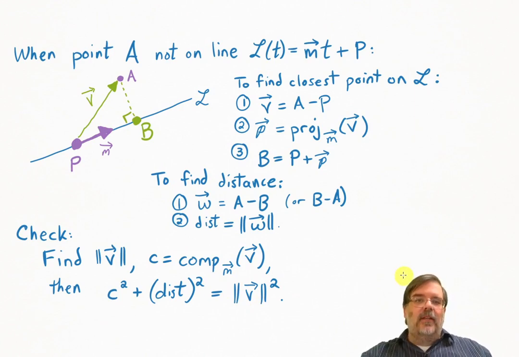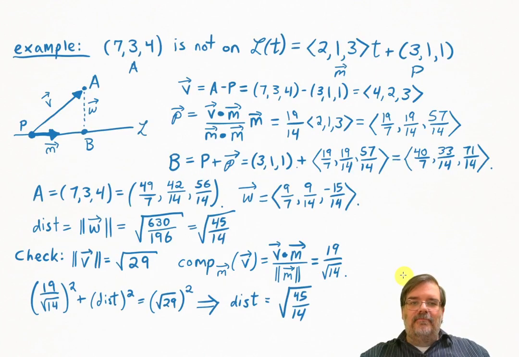All right, let's do the calculation. Lots of numbers. There's virtually a wall of numbers here. Don't worry, it's because they're fractions. It looks worse than it really is. Just remember to take it step by step. So previously, we learned that the point 7, 3, 4 is not on this line, L of t. So always keep this diagram in mind.